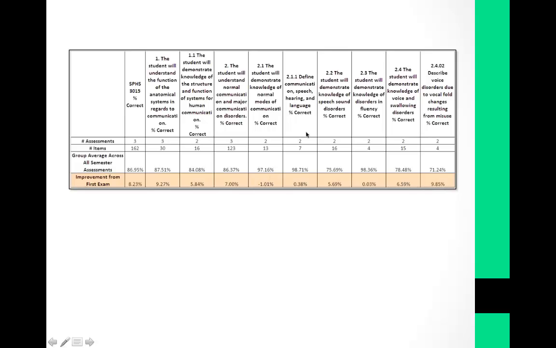And in here, they did really well in understanding those definitions. So you can see there's a few items there. They did really well, but they didn't do so well on speech sound disorders. So I know I need to really work on that. They did well here in fluency, and not as well in swallowing and voice disorders. So it gives me a good idea, although you see they didn't improve much here, but they probably didn't have to.